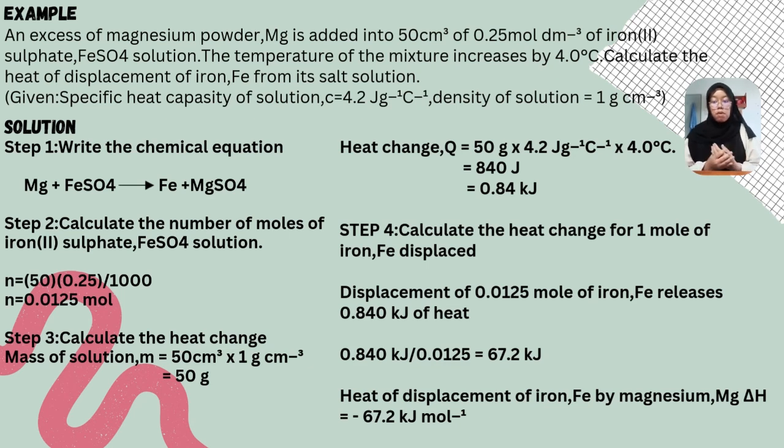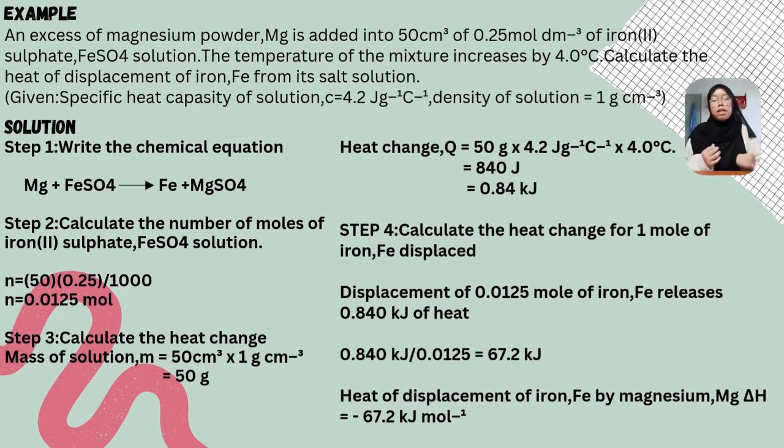Step 3. Calculate the heat change. First, the mass of solution, m, equals the volume of iron sulfate times the density of solution. So m equals 50 cm^3 times 1 g cm^-3. The answer is 50 g.